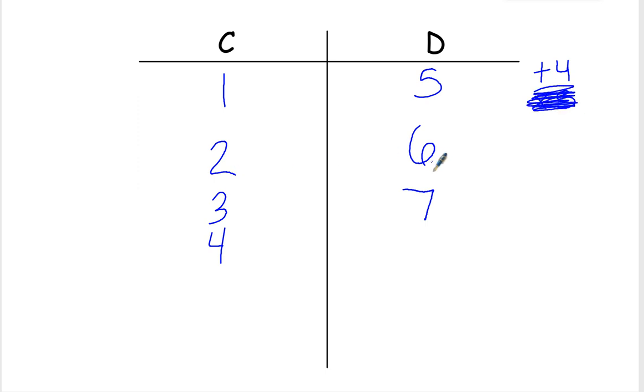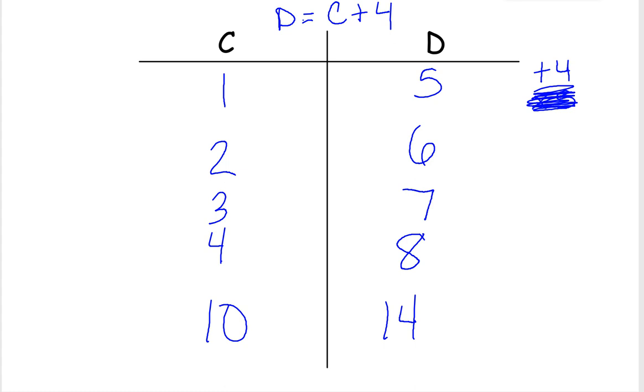2 plus 4 is 6. 3 plus 4 is 7. The rule is correct because I'm following the same rule for each number. So that means I need to do 4 plus 4. And 4 plus 4 is 8. Okay, I can do 10, and 10 plus 4 is 14. So the rule here is D equals C plus 4. So whatever C is, I'm going to add 4 to it to equal D.